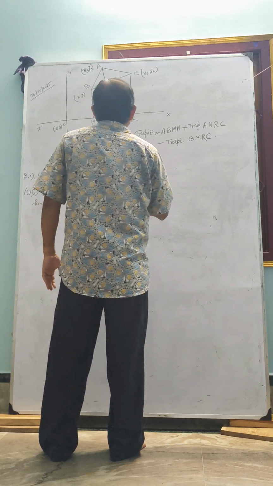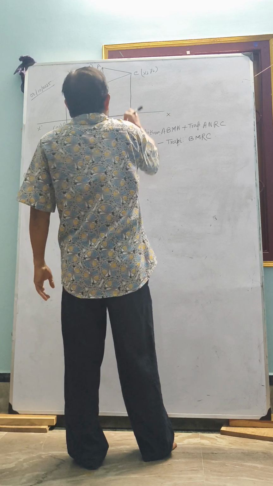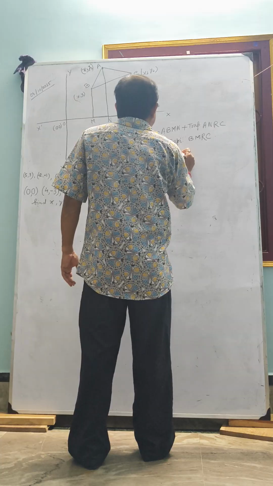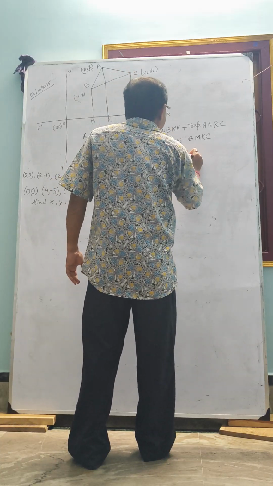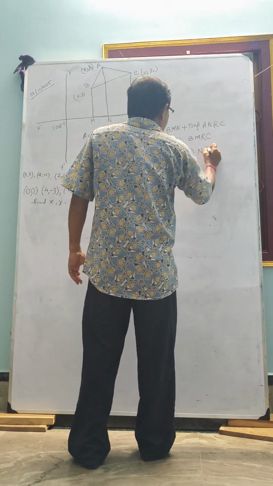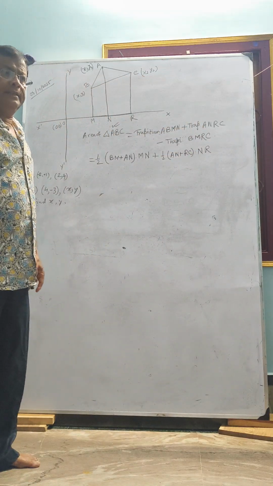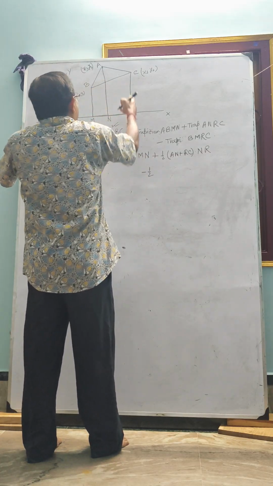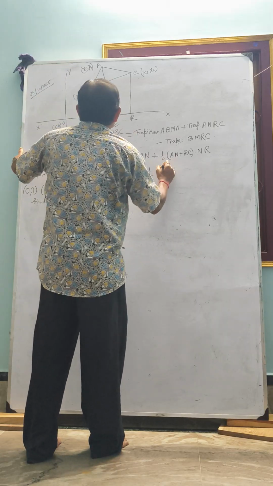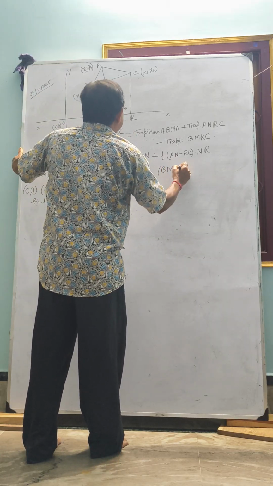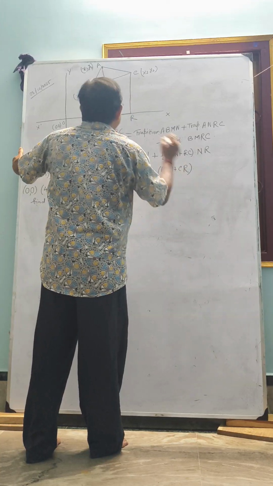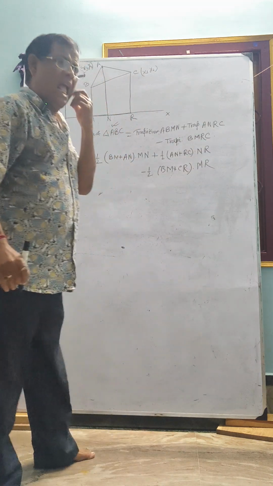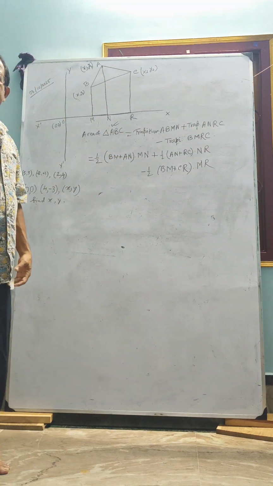Next, go to the trapezium ANRC, that is equal to half into AN plus RC into height, that is NR. No problem. And the area of the trapezium BMRC is half of BM plus CR into MR. Clear or not? MR. Clear? Okay.